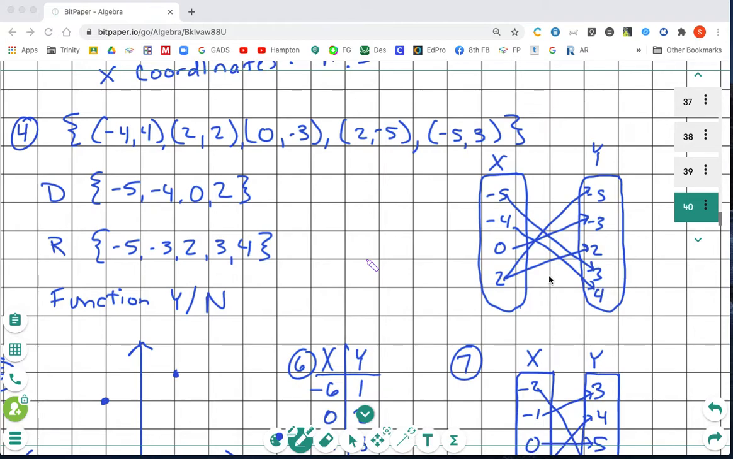Is this a function? It is not a function because our x value of 2 has two outputs, -5 and 2. So no, it is not a function. And the ordered pairs are (2, 2) and (2, -5).